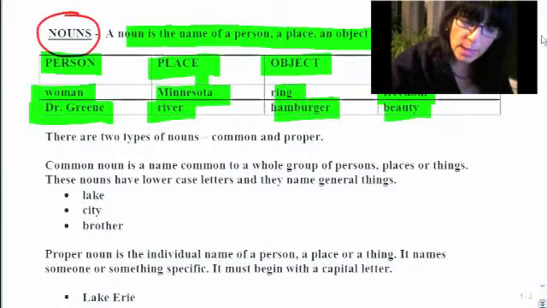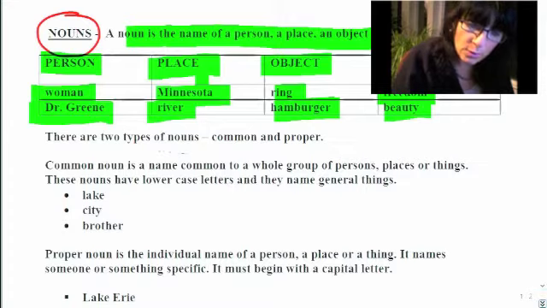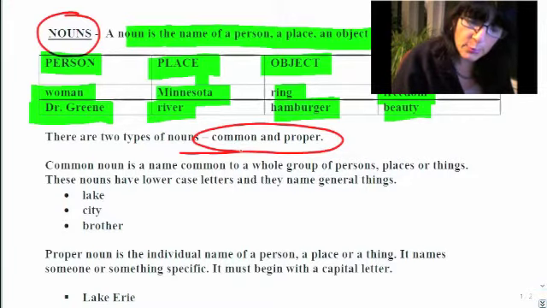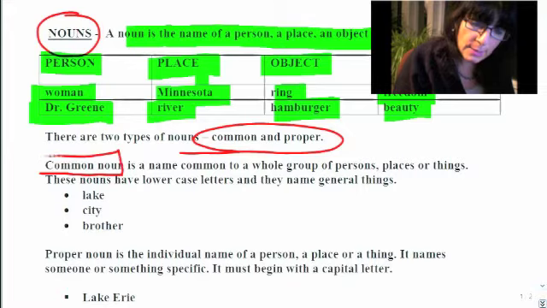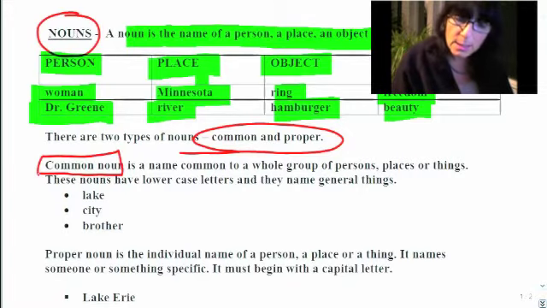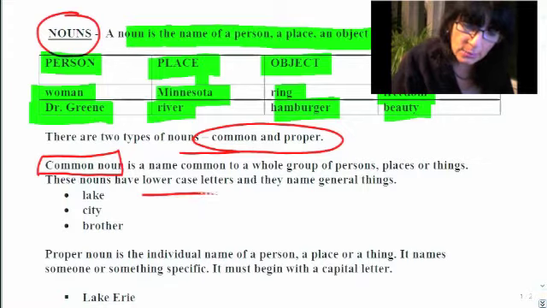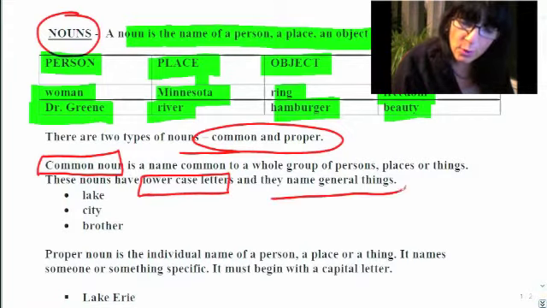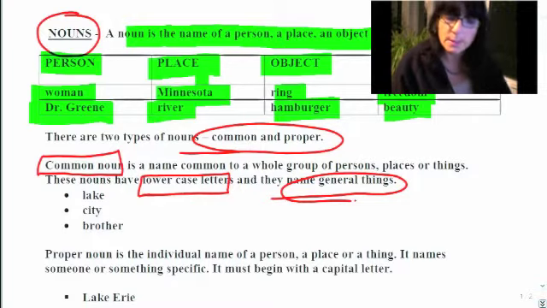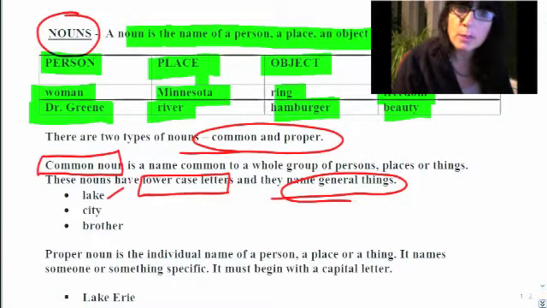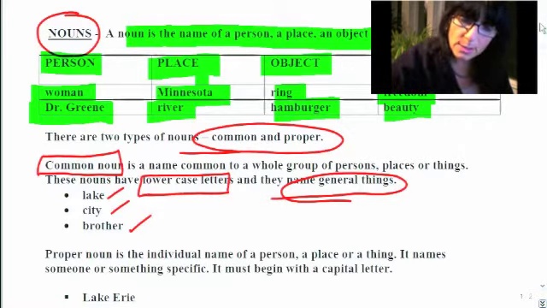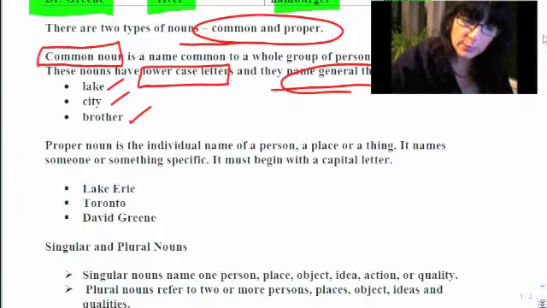Now there are two types of nouns, and they are called common and proper. Let's first look at common nouns. Now the word common tells you that this type of noun is common to a whole group of persons, places, or things. Common nouns always are in lowercase letters. That means they're not in capitals, and they're called common because they name general things. For example, the word lake would be a noun. City is a noun. Brother is a common noun. So they're all common nouns naming general things.